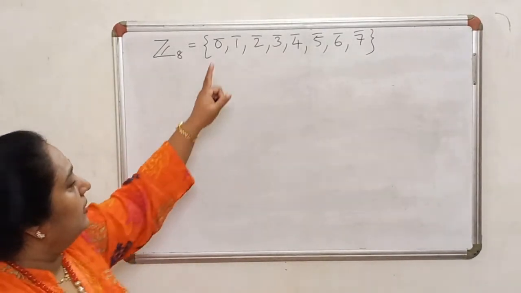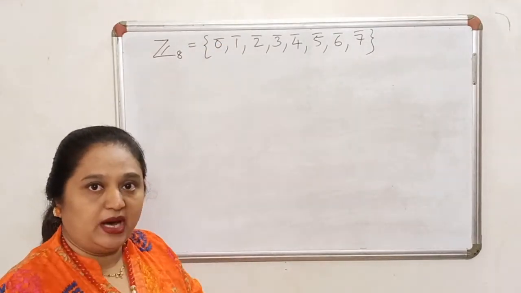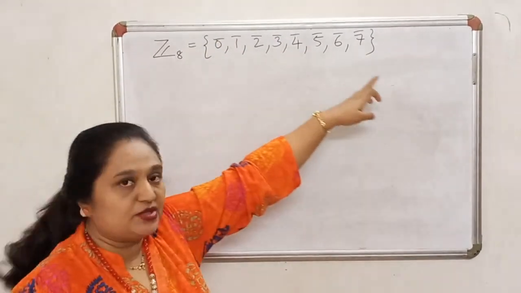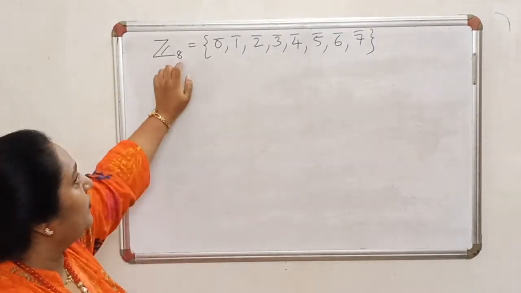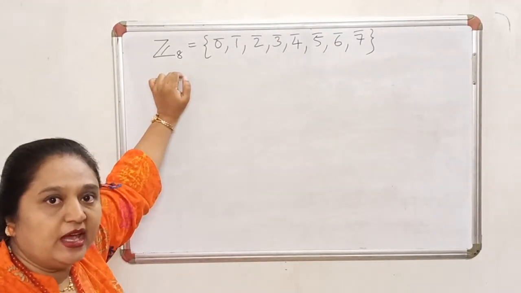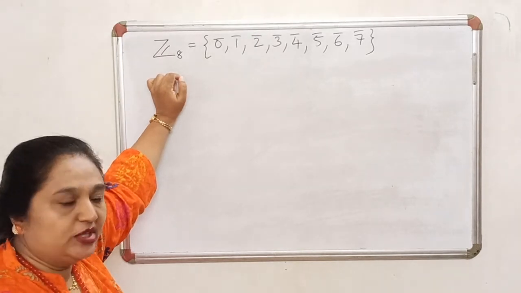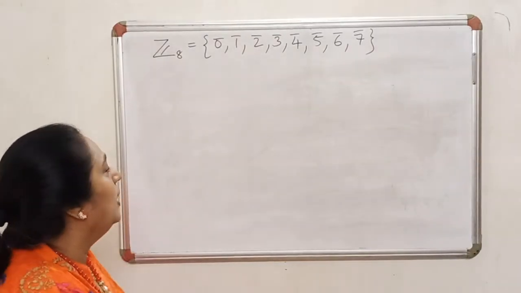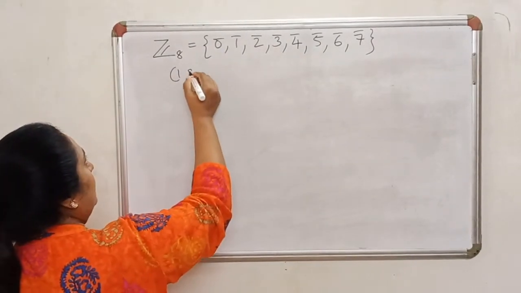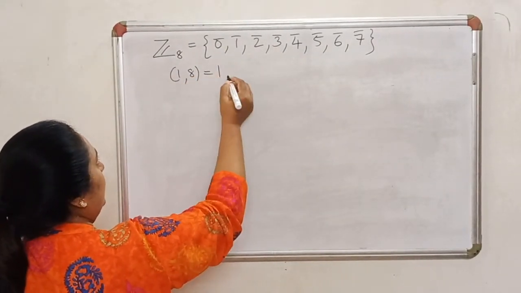Now look at the integers below the bars, 1, 2, 3 up to 7, the positive integers, and see which ones are relatively prime to 8. Why we are doing this, I will tell you in chapter 1. But right now, let's just be familiar with it. Look at the GCD of 1 and 8. GCD of 1 and 8 is 1.